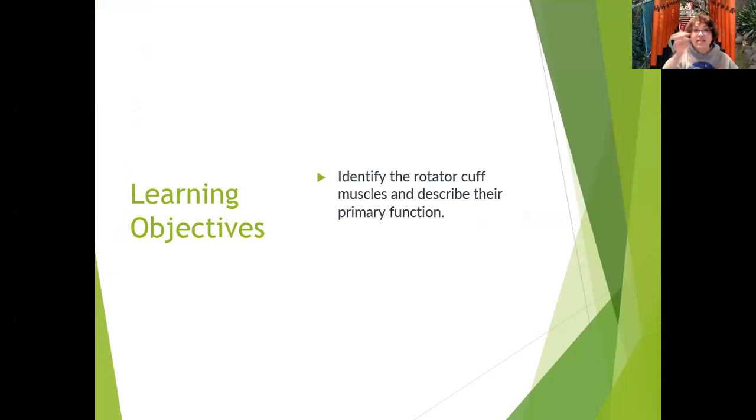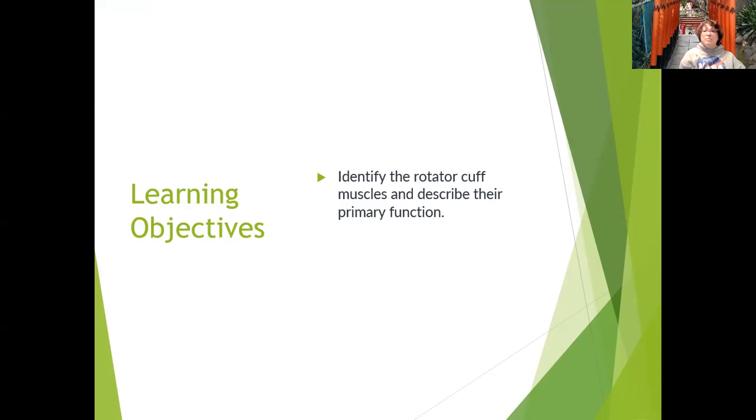So let's look at the learning objectives. Of course, we want to know the origins and insertions and actions and innervations. We want to be able to identify the 4 rotator cuff muscles and describe their primary function, which is stabilization of the head of the humerus in the glenoid fossa. So it's our dynamic muscular stabilization.